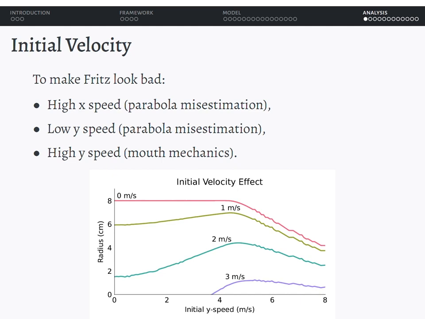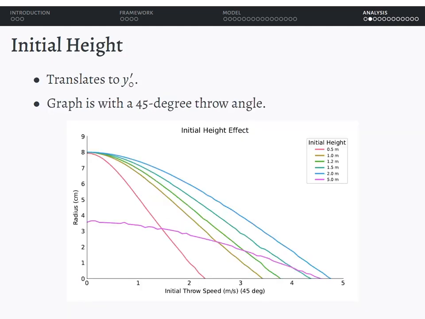A high x velocity makes catching harder due to greater positional error from the parabola miscalculation. A low y velocity also amplifies the positional error as the object takes longer to fall. A high y velocity also makes catching harder due to mechanical limits on how fast the mouth can open and close. Overall, there is an optimal range of y speed, while faster x speed generally makes it harder.